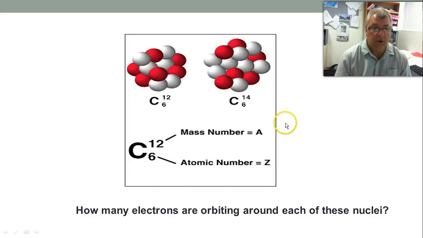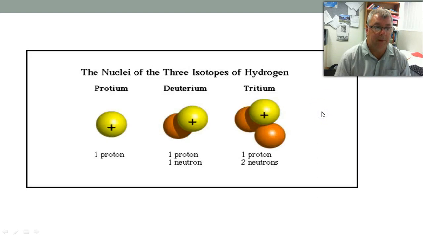Now, a question I could ask you though is how many electrons are orbiting each of these nuclei. Now, the number of electrons orbiting is determined by the number of protons, and because both of them have 6, they'll both have 6 electrons orbiting them.